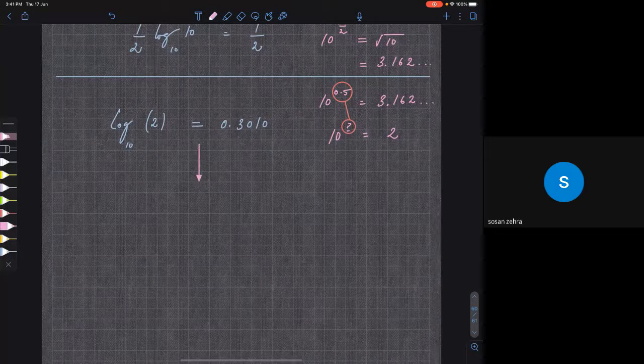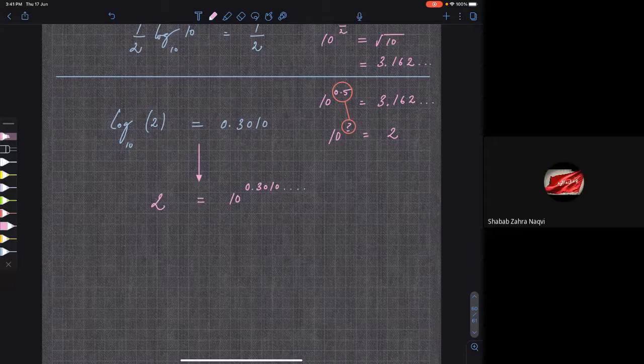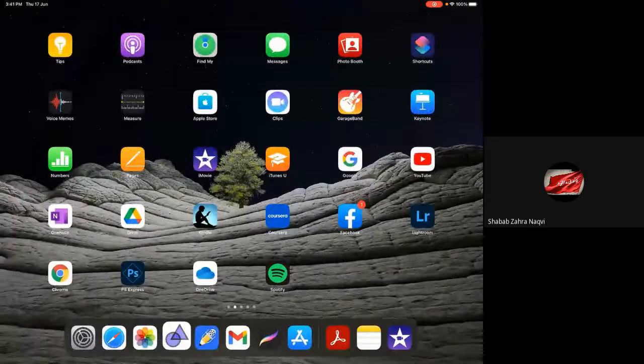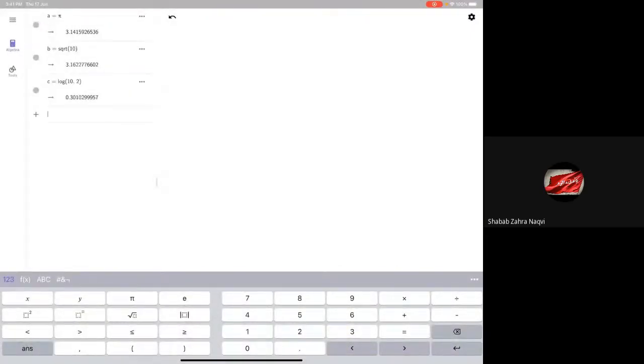The meaning of this statement is, if you raise 10 to the power of 0.3010, you will get 2. That is the meaning. Are you getting my point? So let us check in the calculator what 10 power 0.3010 is. So let me just check. 10 power 0.3010. What did I get?